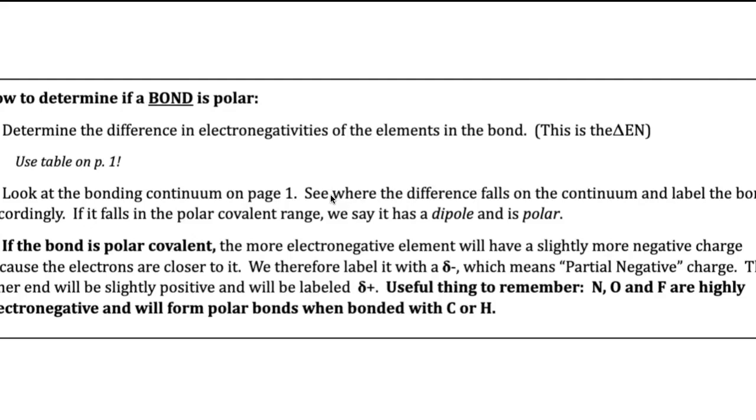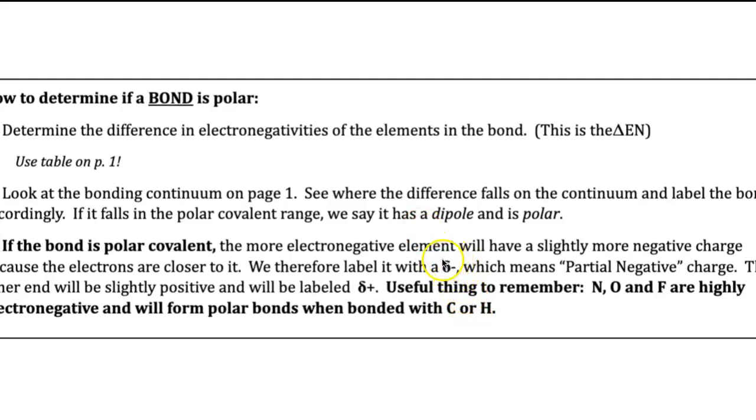If it's polar, we can say it is a dipole, or it has a dipole. You can think of those as synonyms. If the bond is polar covalent, the more electronegative element will have a slightly more negative charge. More electronegative, slightly negative, because that really means the electrons are closer to it. We therefore can label the more electronegative atom with a δ-.